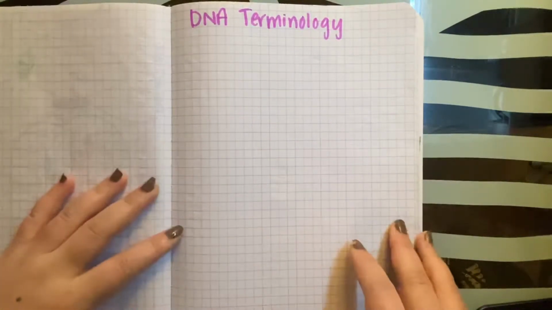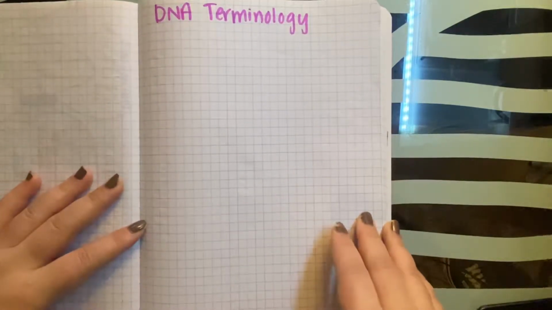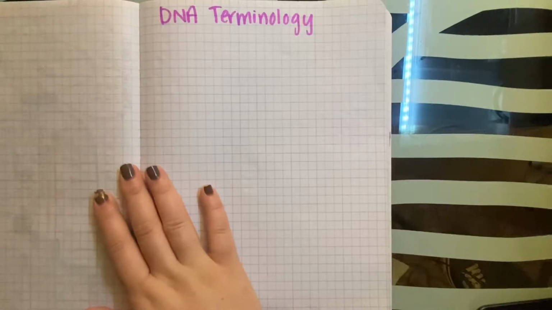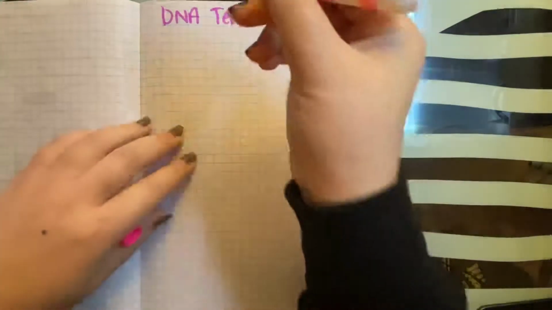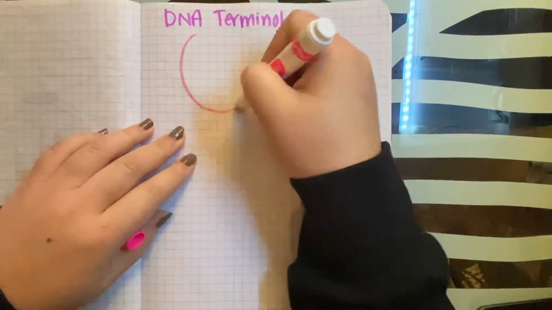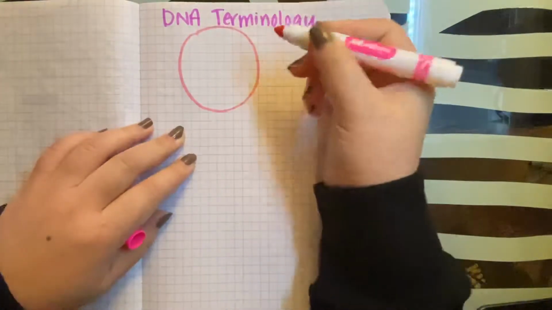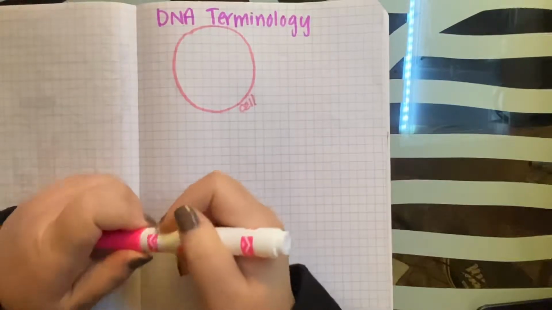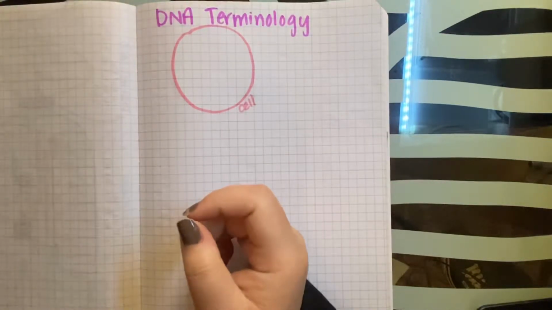So we're going to draw the cell in different stages of the cell cycle. And then I'll go over what we call the DNA during those different times. So let's just first start with a cell. And then in that cell, let's label, this is our cell, so that's my membrane. And then we're going to have a nucleus within this cell.